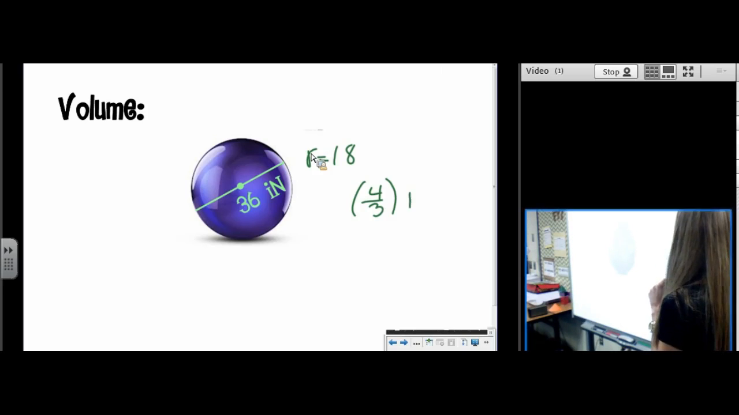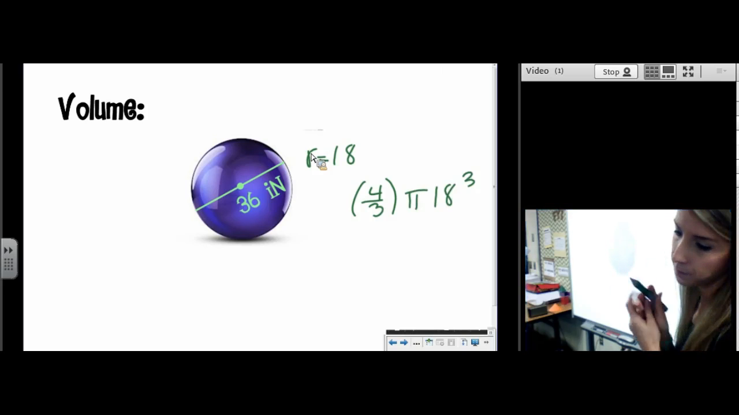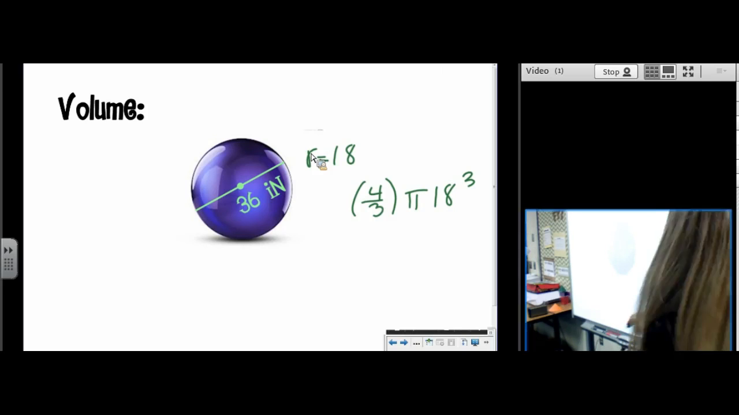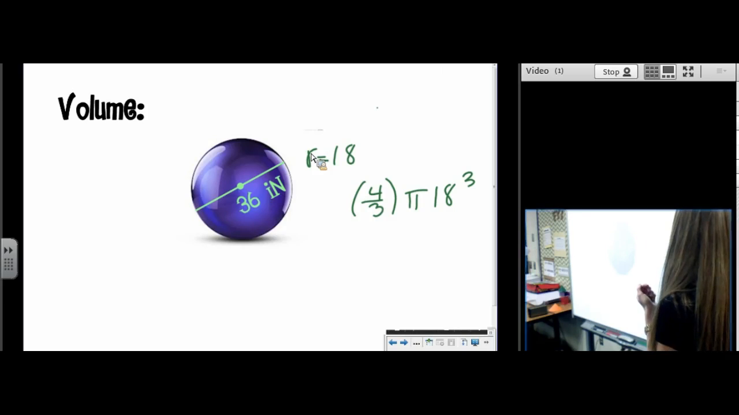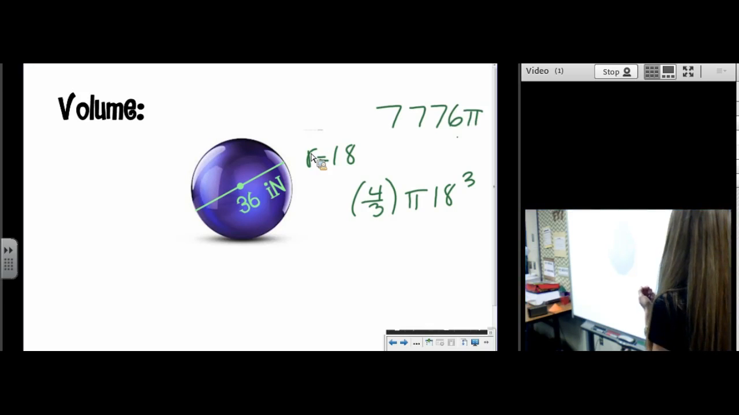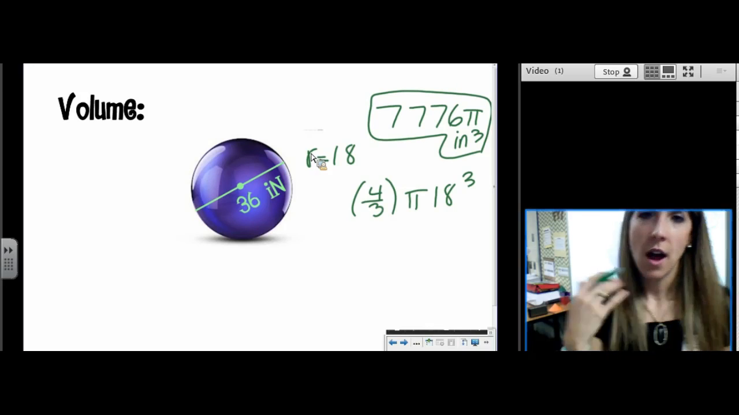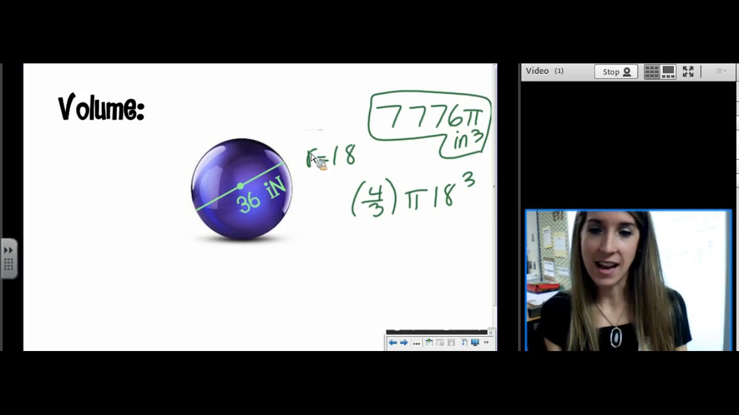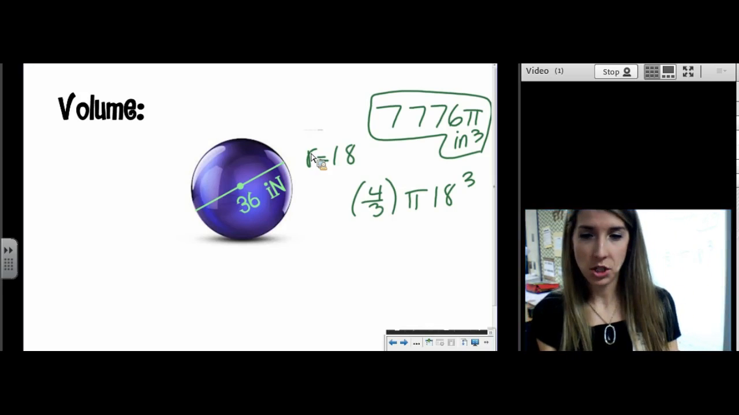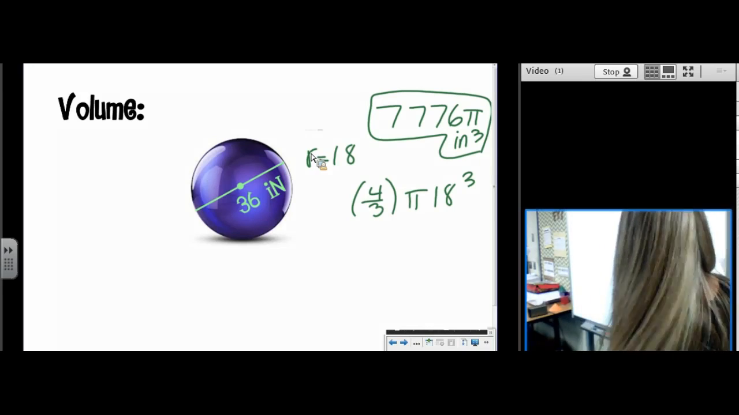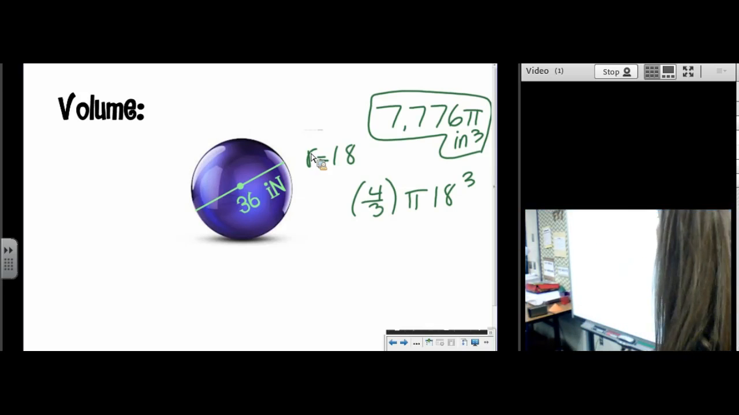4/3 pi r cubed. And we get quite a large number, 7,776 pi inches cubed. So just make sure, I want you to stop the video and plug that in, 4/3 times 18 cubed, and make sure you get the same number as me so you know that you're plugging it in your calculator correctly.